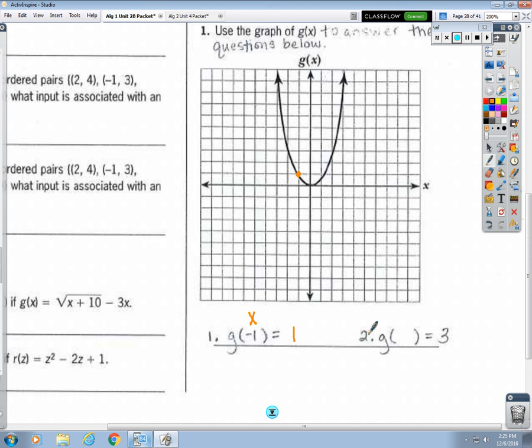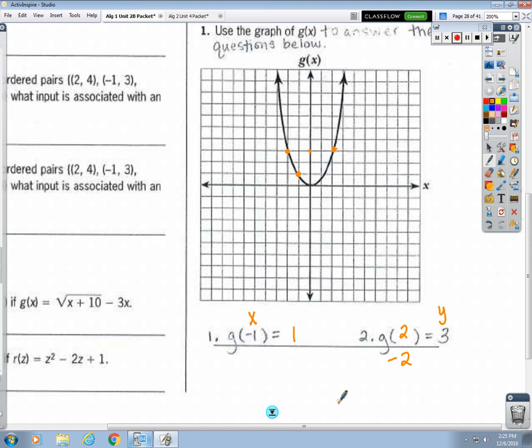Alright, for number 2, it says g of blank equals 3. So this time they gave us the y value. So on the y-axis, you need to go up 3. To get to the graph, where would you have to go? Right 2, or you could have gone left 2. Don't both of those points have a y value of 3? So there's 2 possible answers, 2 and negative 2.